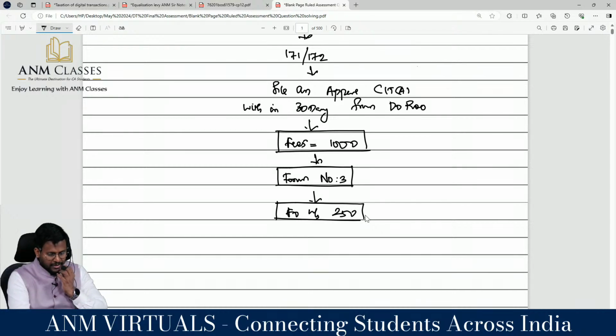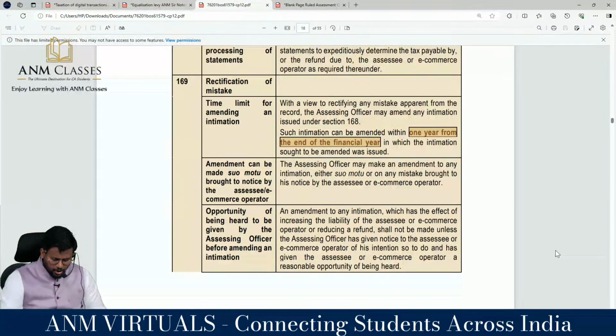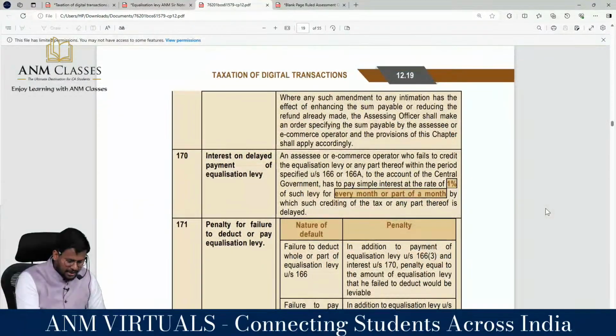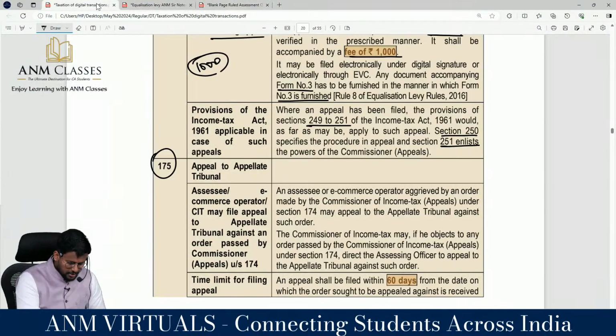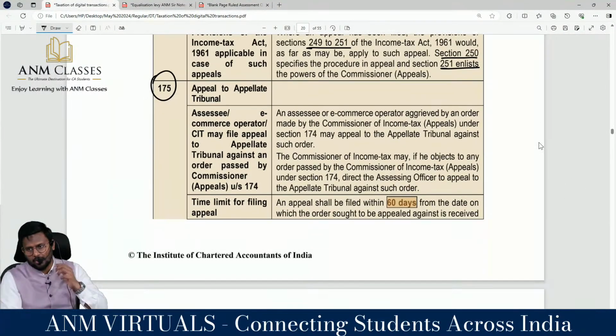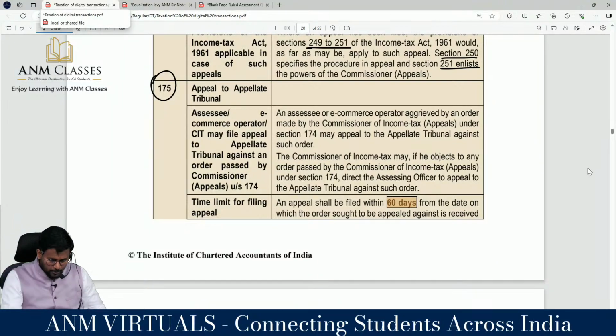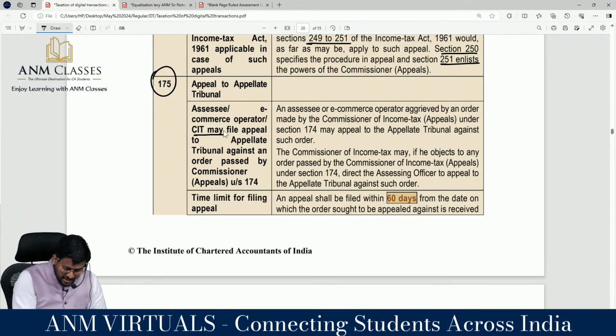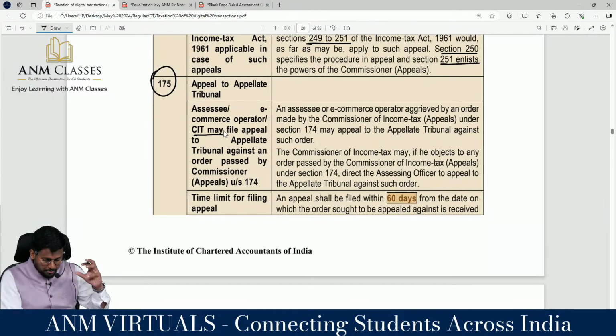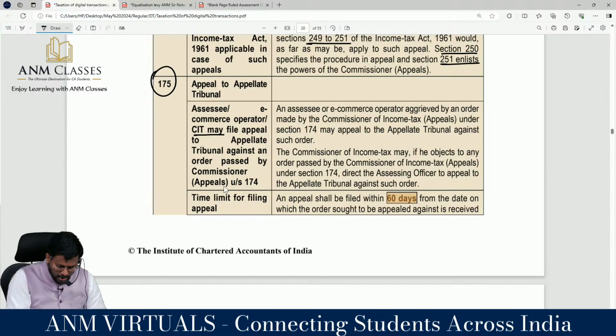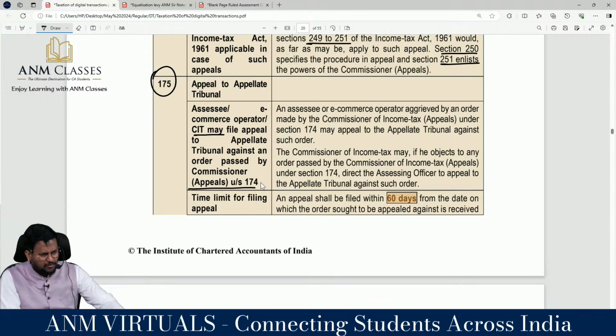This is the procedure. Now, the final order under 250 came out, but you are not liking that order. Are you really with me? Yes, then appeal to the Appellate Tribunal. The assessee or e-commerce operator, sir, or the CIT may file an appeal to the Appellate Tribunal against an order passed by the Commissioner (Appeals) under section 174.